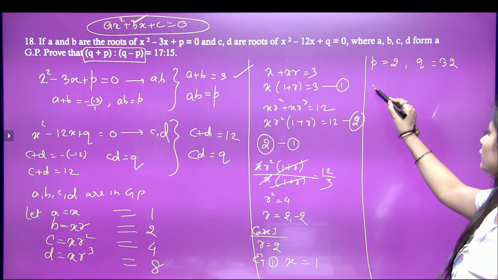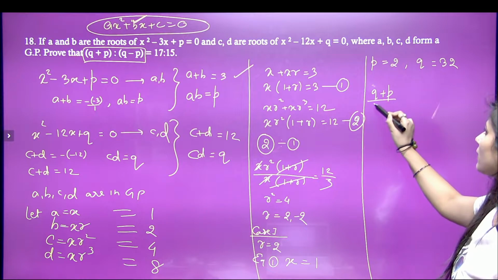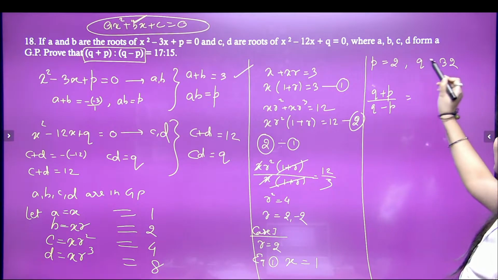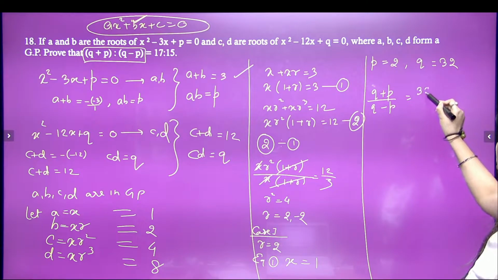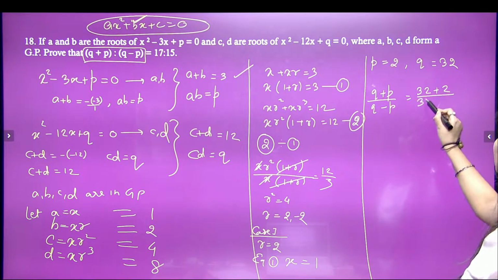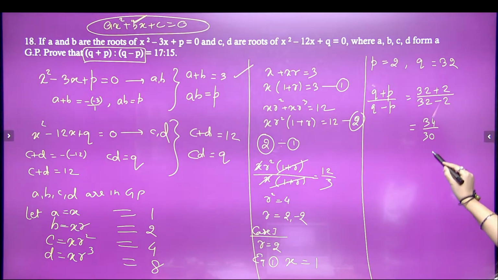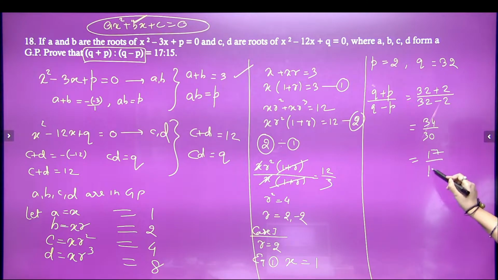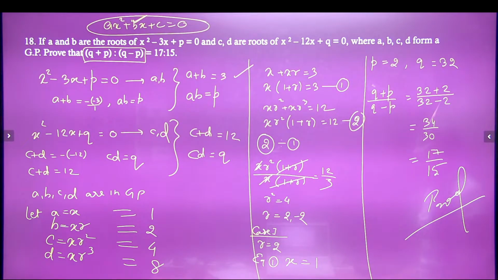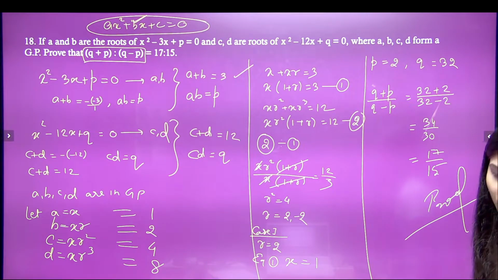Now what am I going to find? q plus p by q minus p. So q plus p is 32 plus 2, and q minus p is 32 minus 2. So I have 34 by 30, and it is 17 by 15, and proved. The question was, two equations were given, and we need to find the values of p and q to get the ratio of q plus p by q minus p. So this completes question number 18.